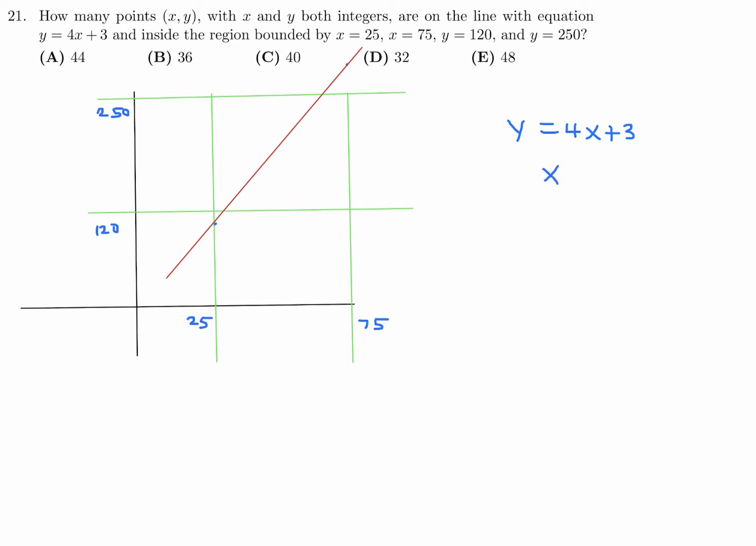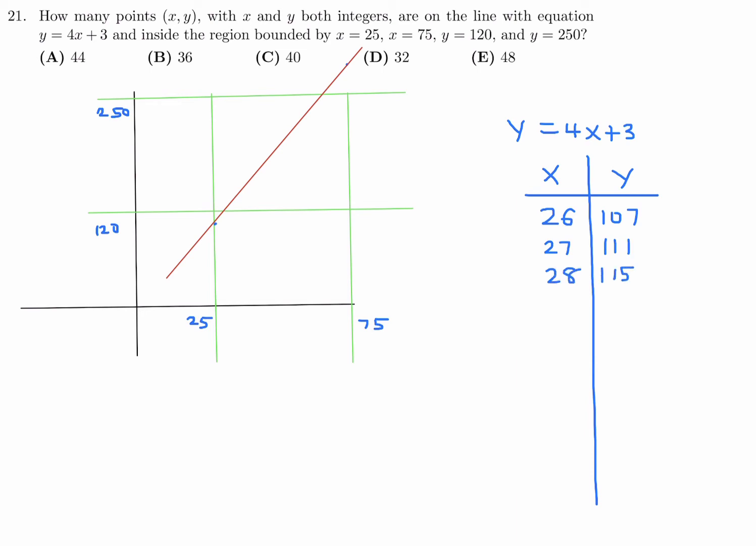So let's just make a little table for ourselves, x and y, and off we go. They want it inside this region, so we obviously have to go above 25, so let's go to 26. When x is 26, when you plug it into that equation, we get 107. When x is 27, we get 111. When x is 28, we get 115, and so on. 29 will give you 119. So far, my x is within that boundary, but my y is not yet, because 119 is not 120. I've got to keep going.